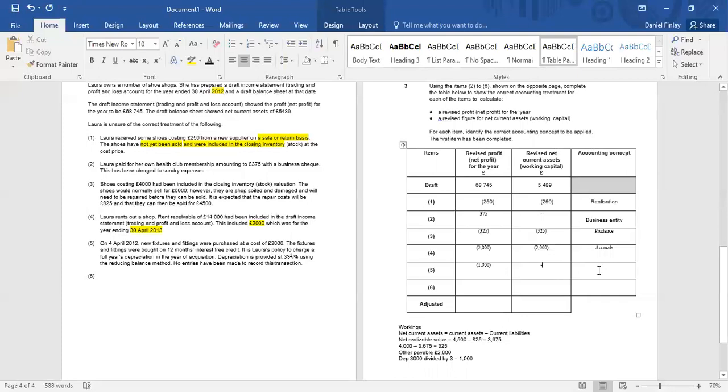And again, the reason for this is accruals, because the depreciation needs to be matched to the year, or we could also have prudence, because we can't overstate the value of our non-current assets. We could also mention consistency, because depreciation needs to be consistent. However, since it's the first year, I wouldn't really mention that one. And finally, number 6.